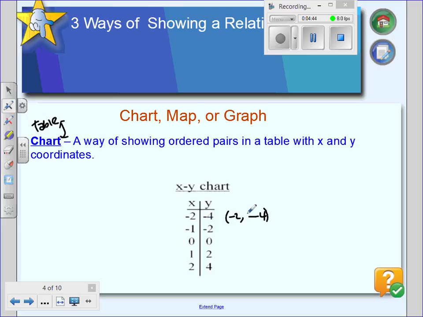Okay, so we do that with all of our points. In a table, if we were to have an input repeat, let's say I had another point that was (2, 5), I would write another 2 as an x and then the output 5 again. So this is going to be the slight difference between a table and a map, which we'll look at next.